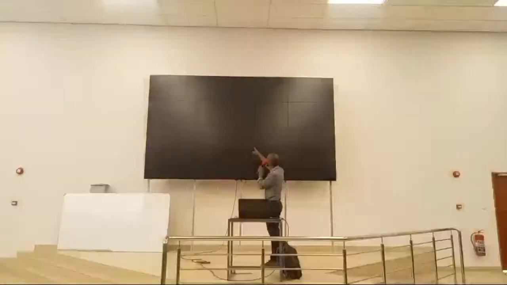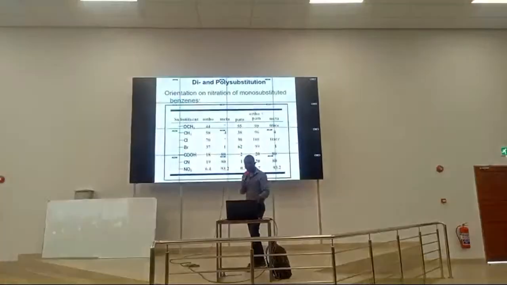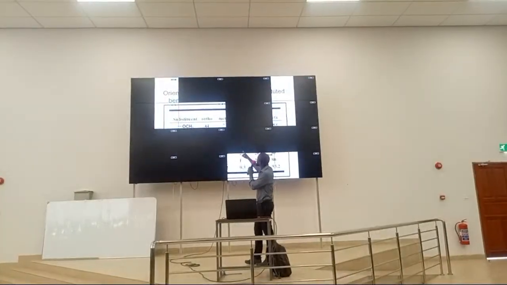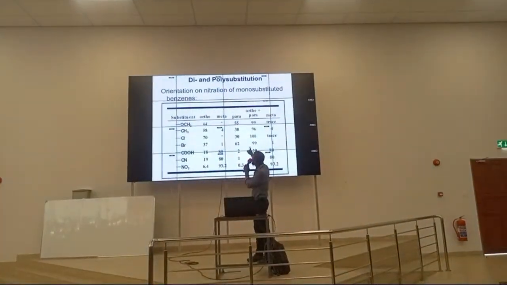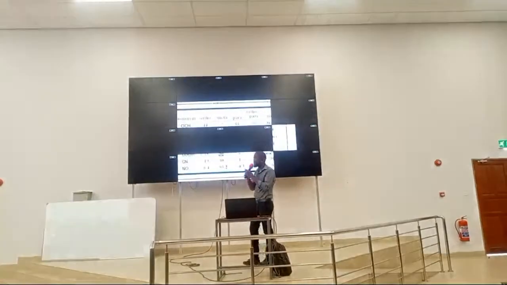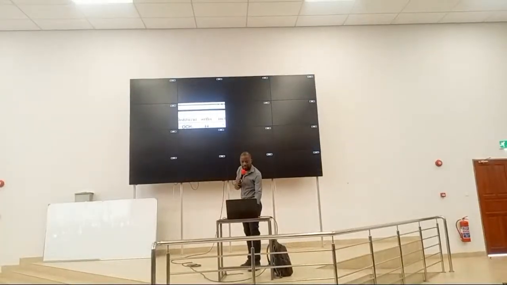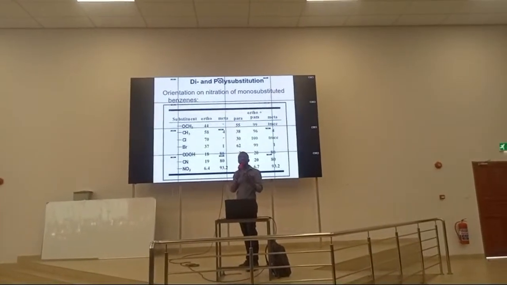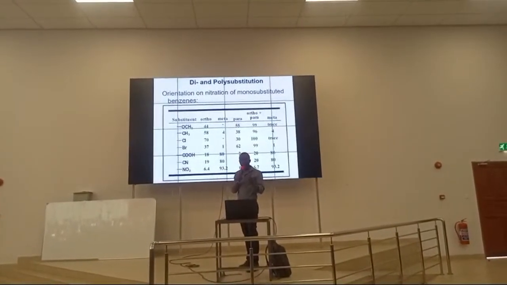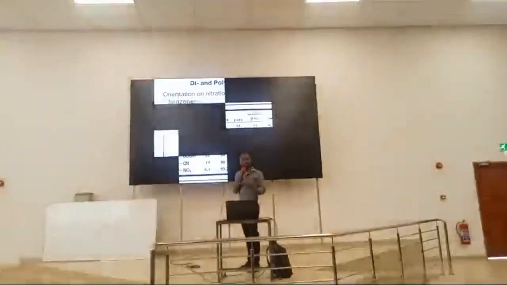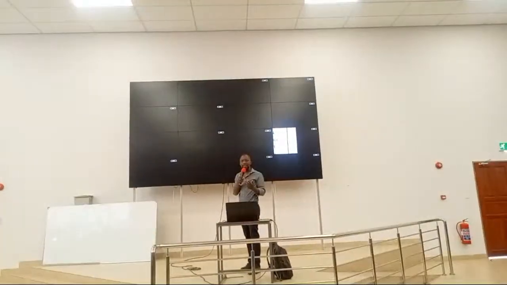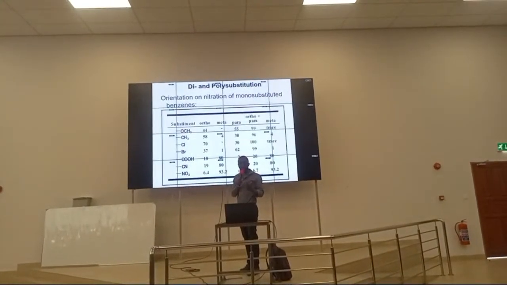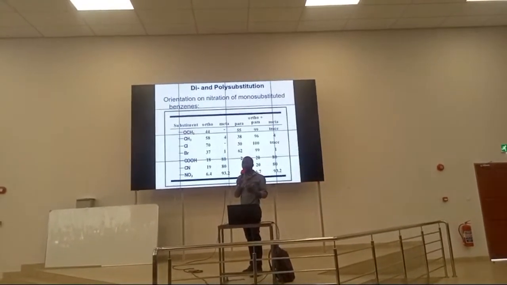So the ortho is 44%, while the para is 55%. Okay, so there's a difference of 11 here. That is where you got that figure. 55 minus 44 is 11. Why are these different? Okay, so what I'm saying is, I'm giving you this as homework.